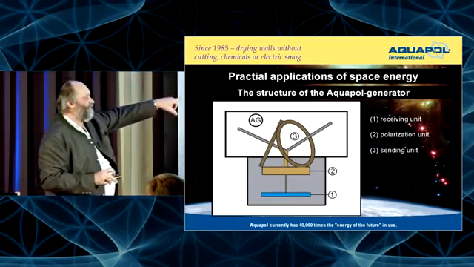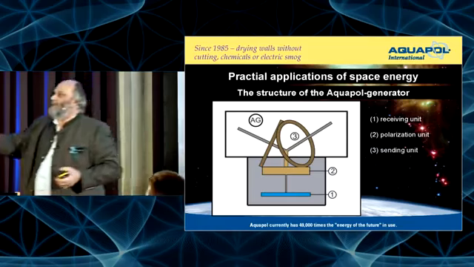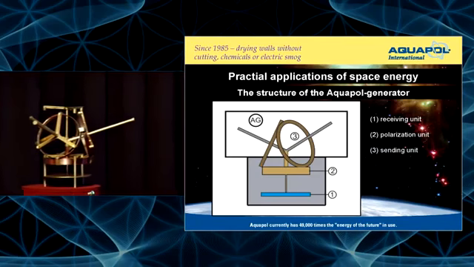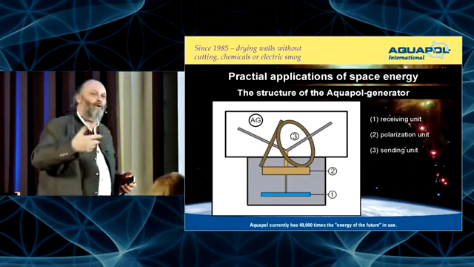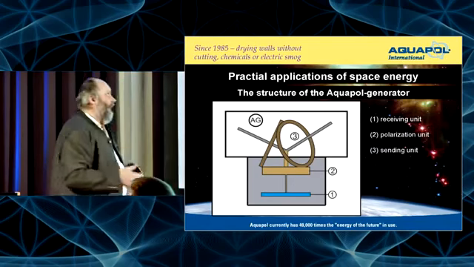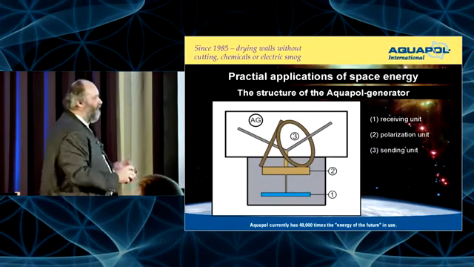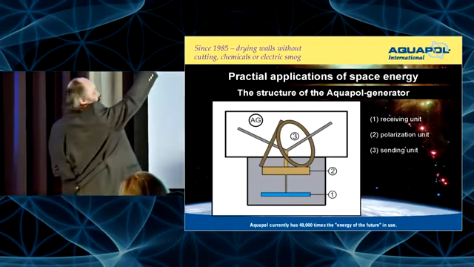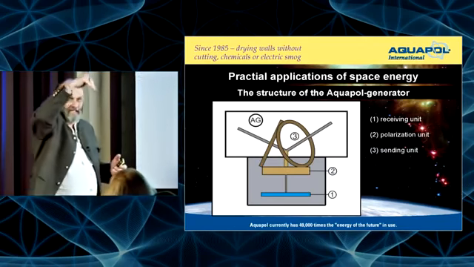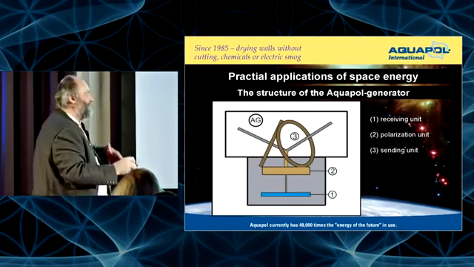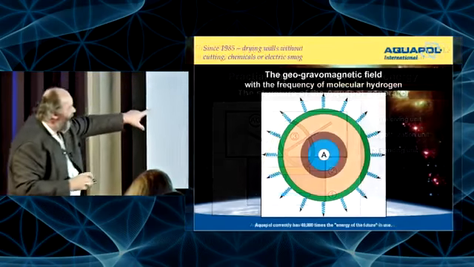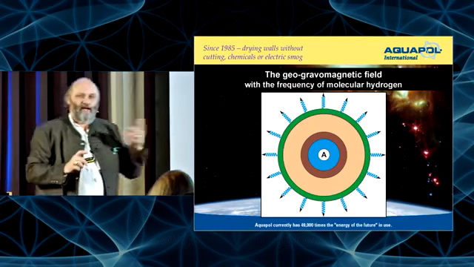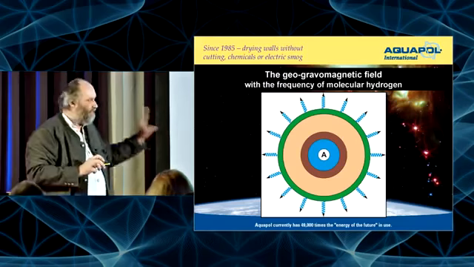So, and then you have three. This is the sending unit. That means this unit here is sending out this polarized field in the environment, on the wall or whatever. And all together is a generator, because from above, free energy comes in and helps the system become more effective. And we just use this energy. This is very important. We just use this hydrogen, gravomagnetic energy with hydrogen frequency. It's very important that you know that.